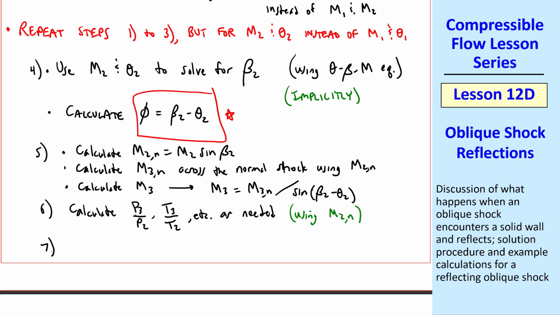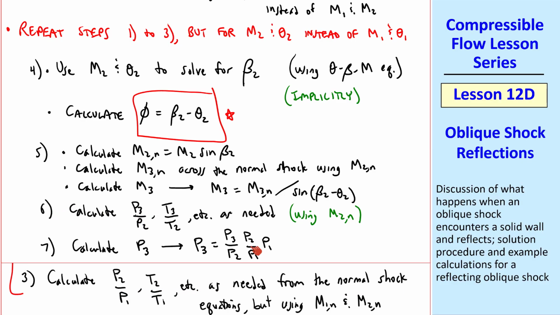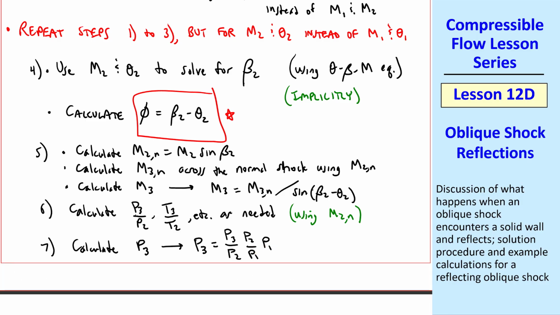And then finally, step 7 is to calculate P3, and with wise use of ratios, we know that P3 is P3 over P2, times P2 over P1, times P1. Where we know P3 over P2 from step 6, we know P2 over P1 from step 3, and P1 is typically known upstream.